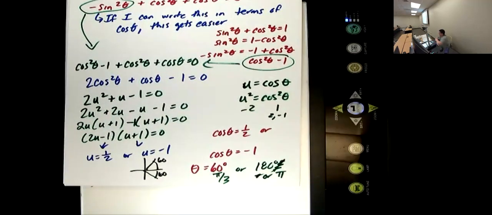180 degrees is pi. If I'm helping a youth group, I'm probably going to use degrees, because I know they don't know what a radian is.